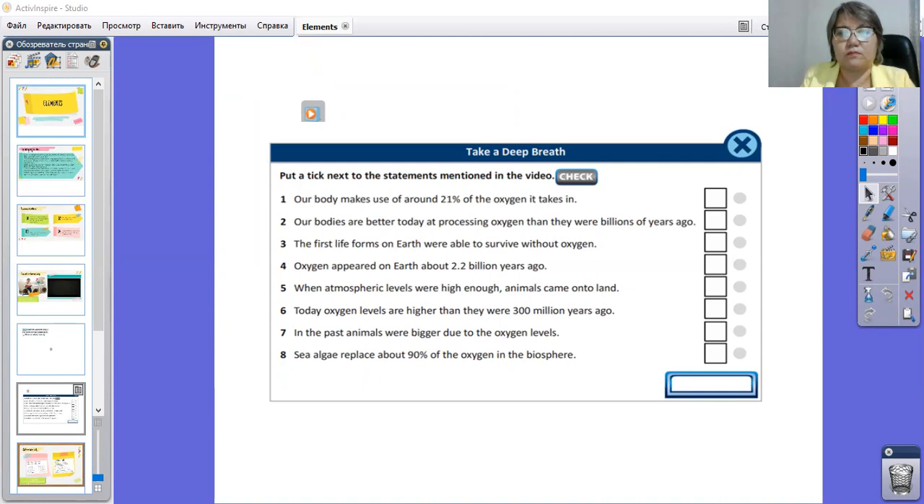Scientists estimate that sea algae replace around 90% of the oxygen in the biosphere. So, today's most complex life forms not only originated in an environment in which they now cannot breathe, the ocean, they rely on it for their survival.